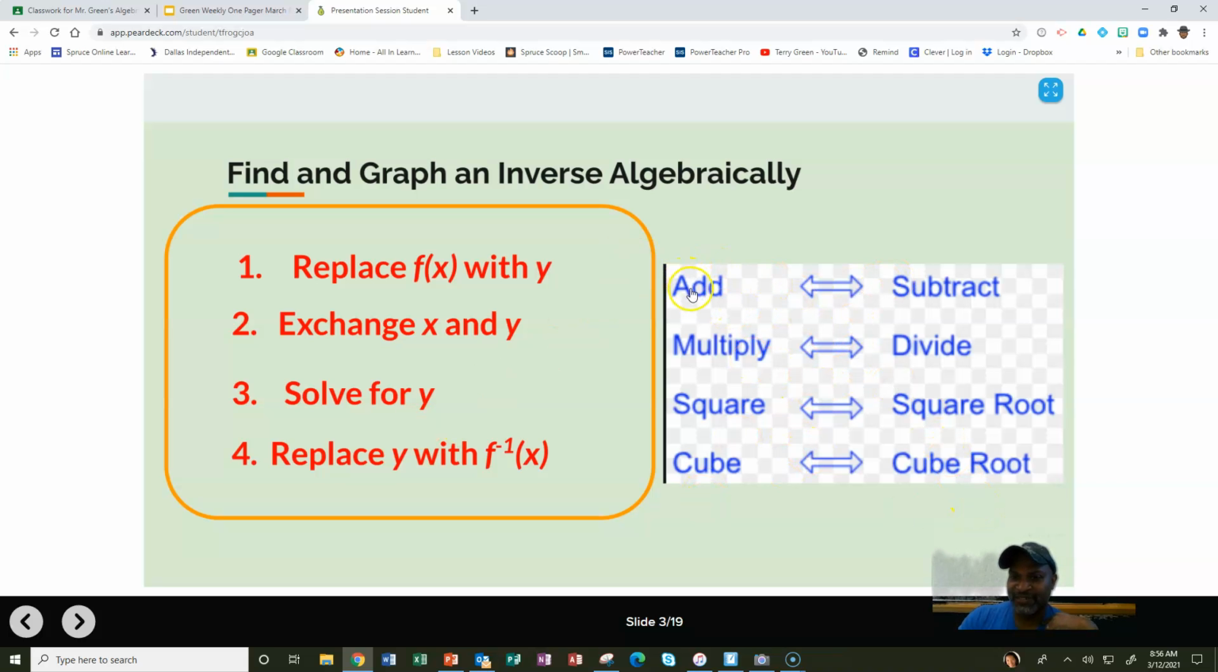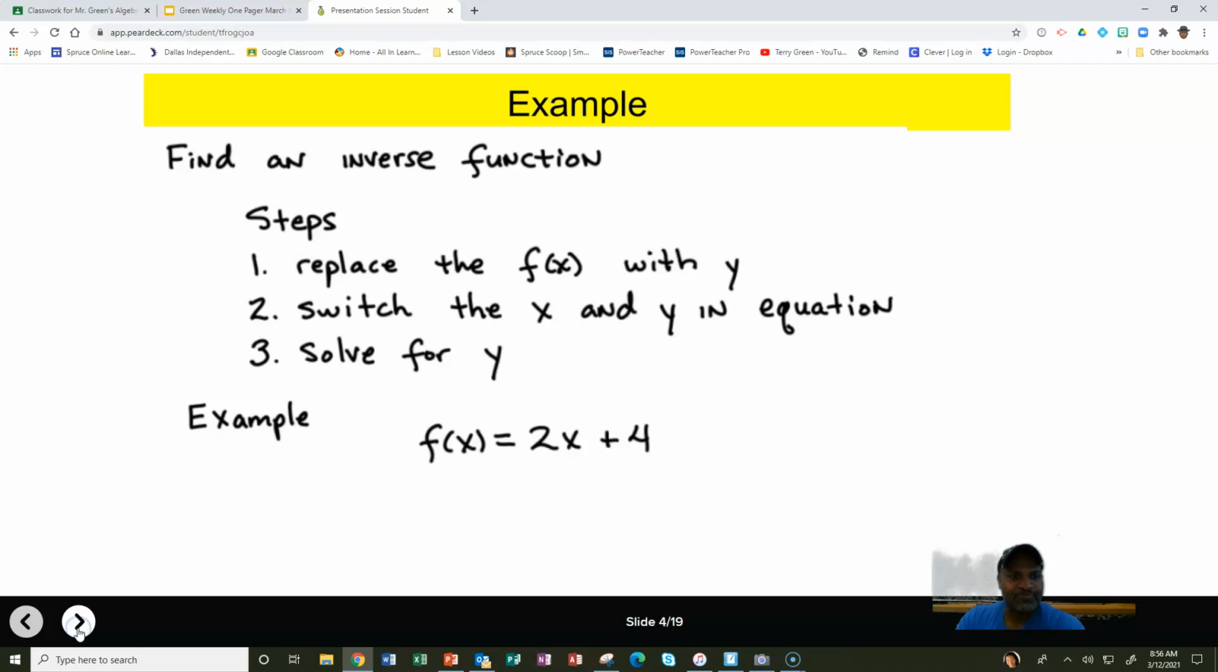Where you have addition, you're going to have to use subtraction. Where you have multiplication, you have to use division. Where you have a square, you're going to use a square root. And when we have a cube, you're going to use a cube root. Just follow the examples and you should be fine. And finally, you replace y with f inverse of x. So let's look at a few examples. Again, these are the steps.